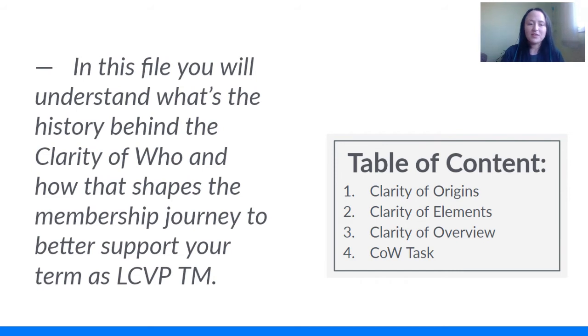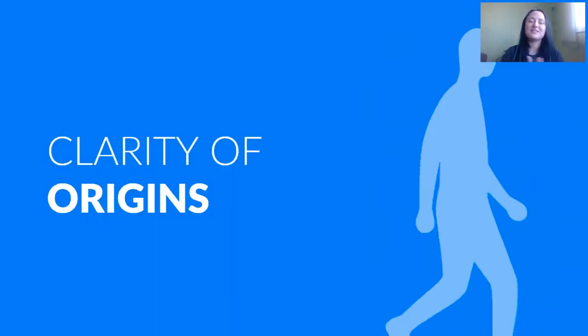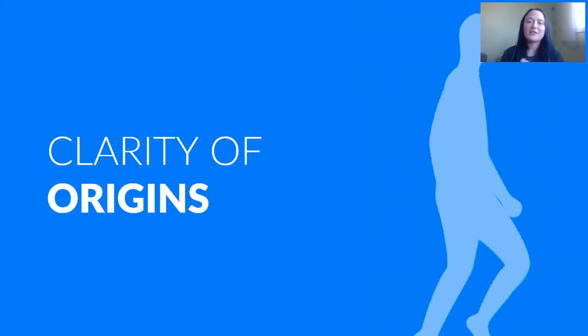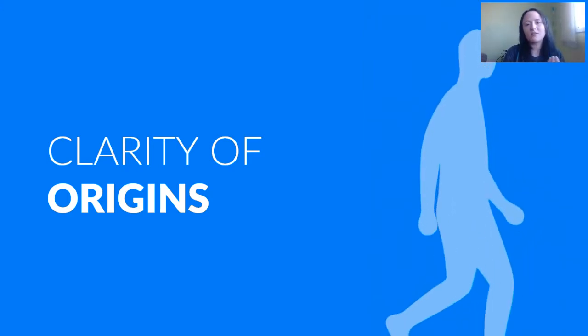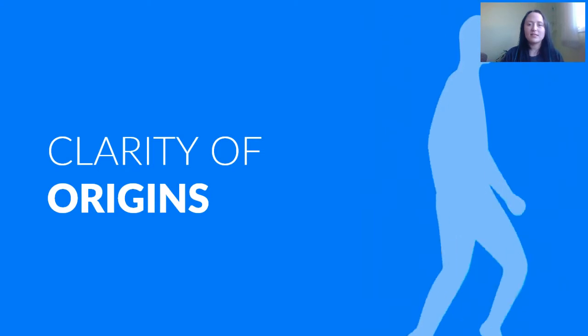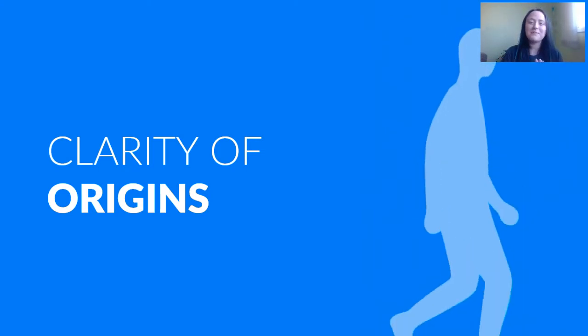So today, as you can see, for the content, we have the clarity of origins, clarity of elements, and clarity of overview and the task. Pretty much the idea of this division is to be sure that you understand the origins of everything, what are the elements we have, and the overviews that came a little bit later in the process. So first one, this video is about clarity of origins. So how was the creation, the exact way, how we had the clarity of everything happening.